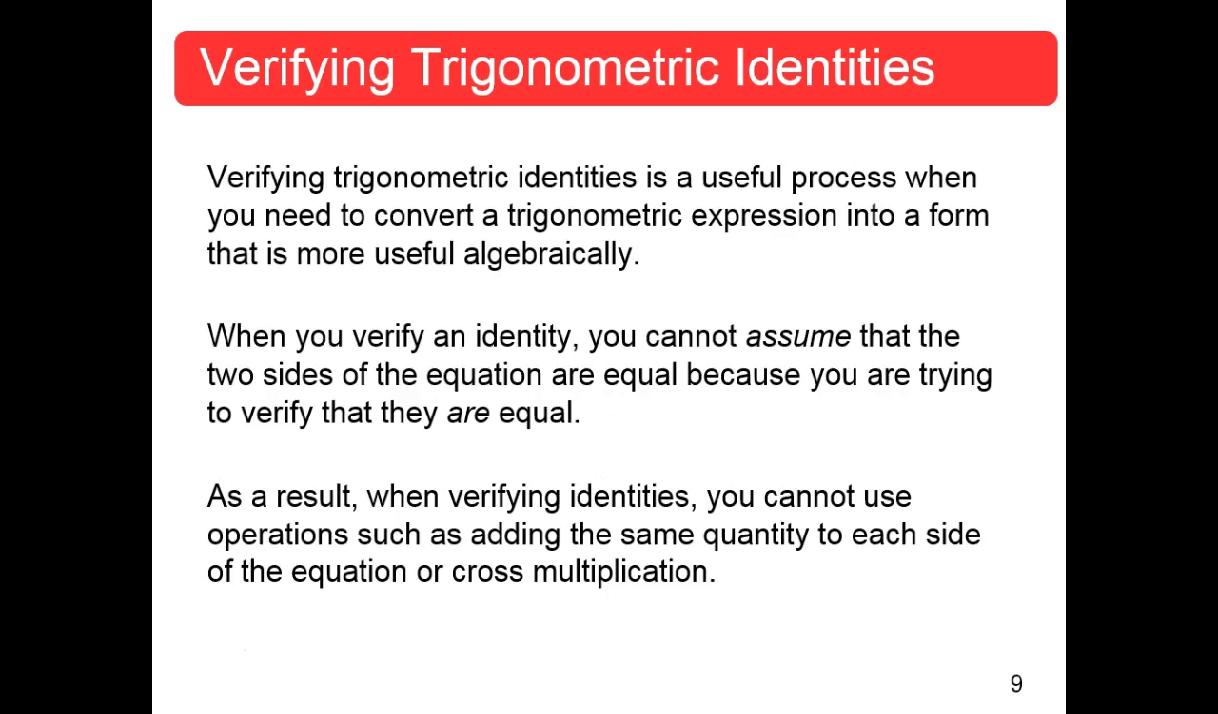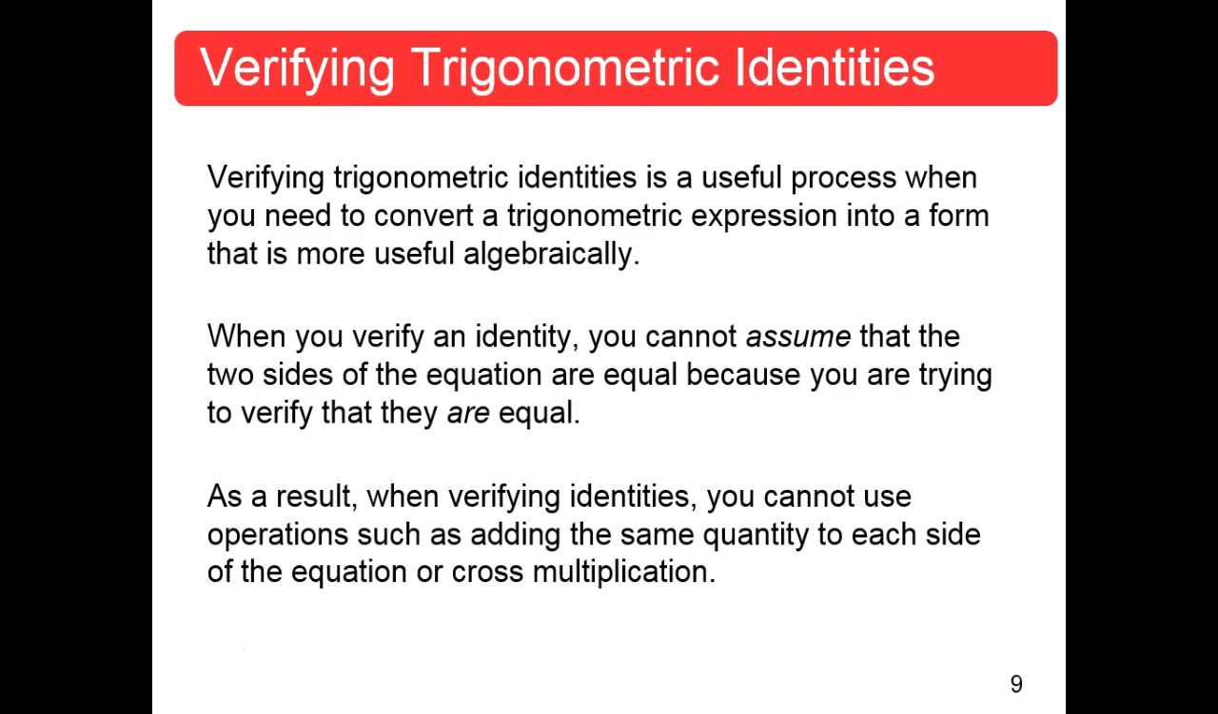Verifying trigonometric identities is a useful process when you need to convert a trigonometric expression into a form that's more useful algebraically. That's what we usually are trying to do: solve equations, not identities. When you verify an identity, you cannot assume that the two sides are equal, because you're trying to verify they're equal. So usually I put a question mark over that equal sign to remind myself, number one, don't cross it, but number two, we don't know that it's true, let's see if it is.